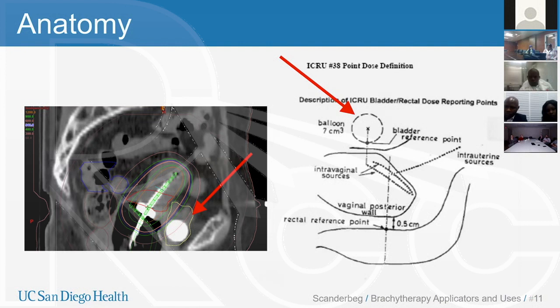For gynecological brachytherapy procedures, the Foley will often be used and the balloon will be filled with contrast so that it can be visualized on CT or radiograph. The picture on the left of this slide shows the balloon sitting in the bladder and filled with contrast. The balloon is also used for definition of the ICRU bladder point, shown in the picture on the right, and I'll discuss that a little bit later in the presentation.